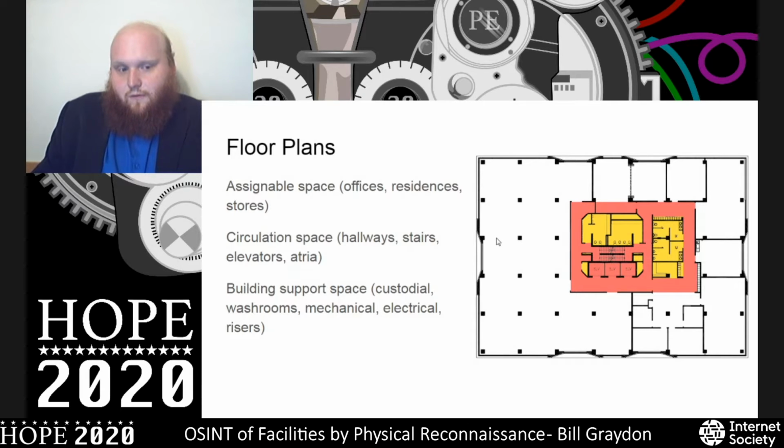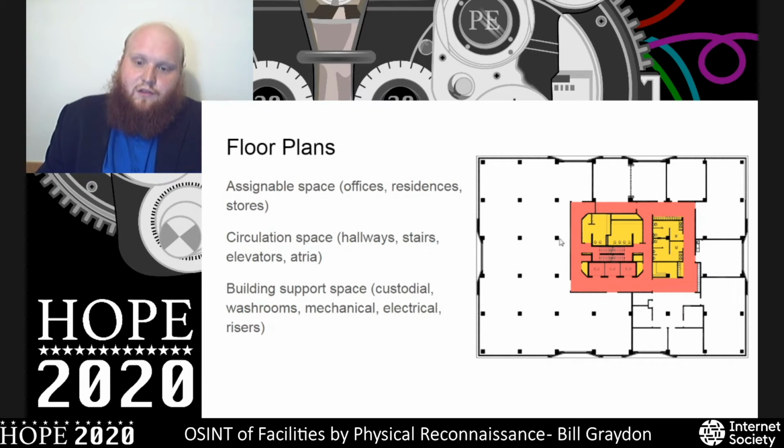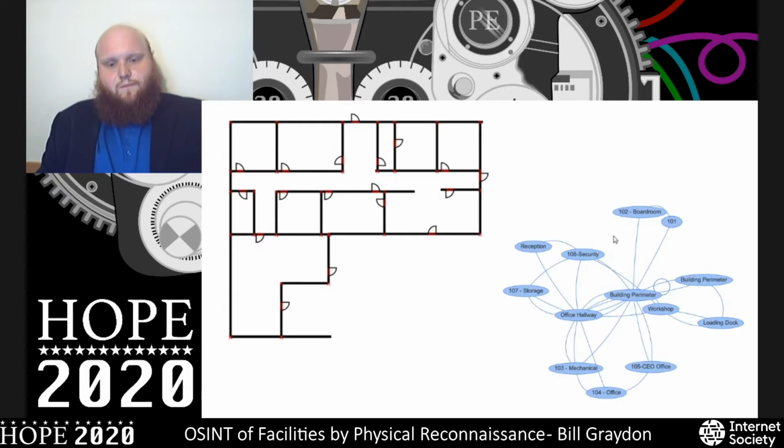What we'll be talking about for the bulk of this talk, though, is what's inside the facility itself. And we'll be looking fairly heavily at floor plans to do that, which we can kind of categorize as assignable space, so that'll be offices and other usable spaces, circulation, so hallways and stairs, as well as building support space, like mechanical rooms, washrooms, custodial, etc.